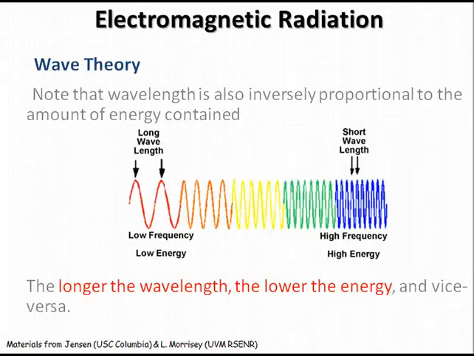The wavelength is also inversely proportional to the amount of energy that's contained in each of these photons. So the longer the wavelength, remember longer wavelength means lower frequency, also means lower energy is contained in that photon. Think about radio waves. Whereas these shorter wavelengths, higher frequency wavelengths, are much higher energy as well.